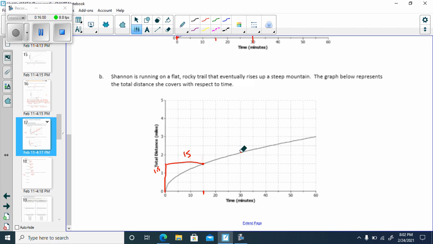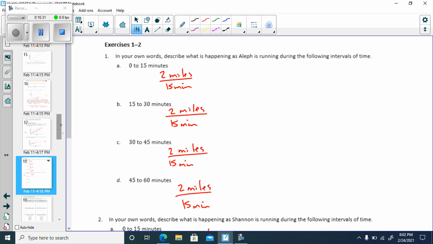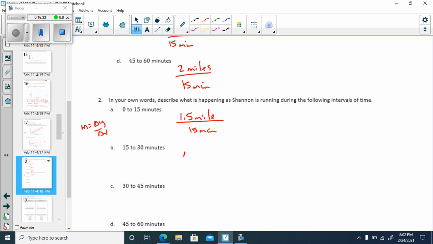From 15 minutes to 30 minutes. Okay, this is a little bit above that line. So that would be about 2.1, right? So this is 2.1. How much have we gone up? If this is at 2.1, and that's at 1.5, 2.1 minus 1.5 would be 0.6 miles. That would be 0.6 of a mile in 15 minutes. Okay, so let's put that there. 0.6 of a mile in 15 minutes. Okay.